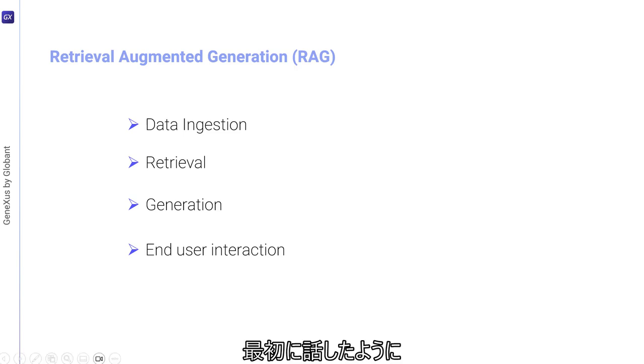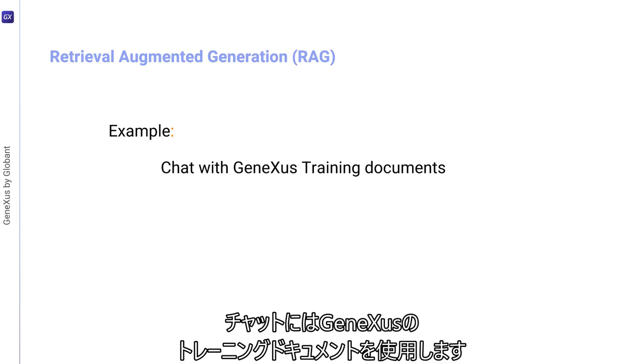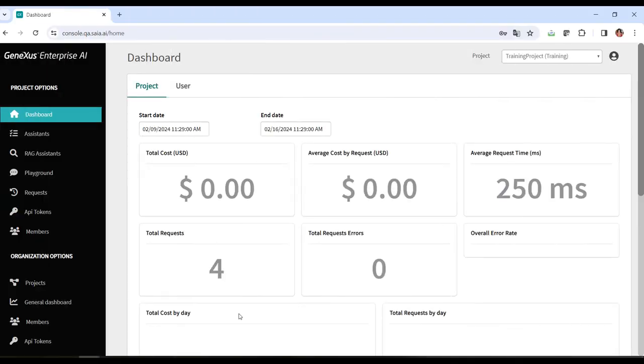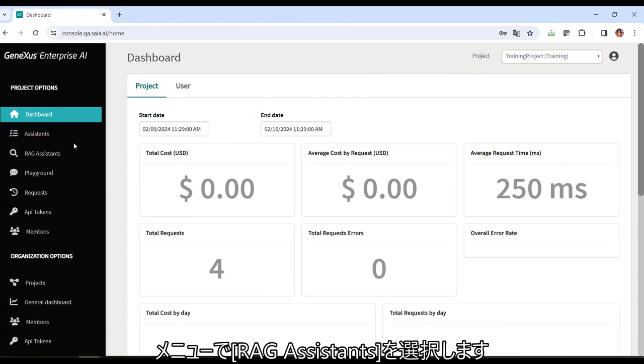Alright, as we said at the beginning, our goal now is to create an assistant that allows us to chat with a set of documents, and we'll do it with Genexus training documents. So we enter the platform, select the project we're going to work on, and in the menu, we choose RAG Assistant.